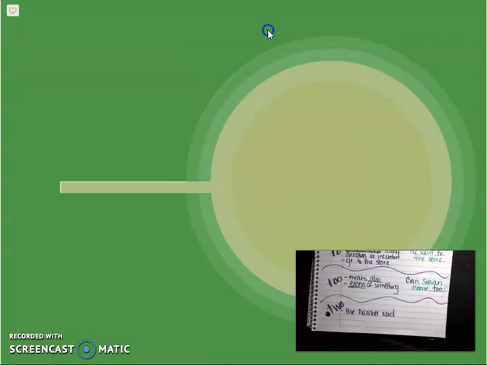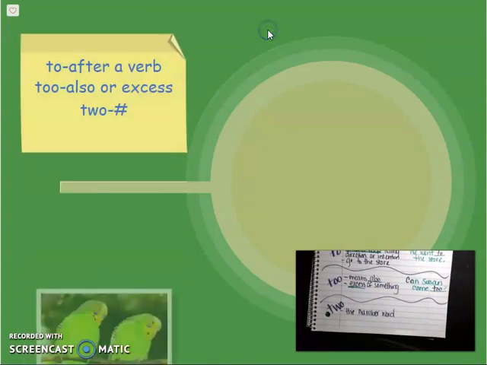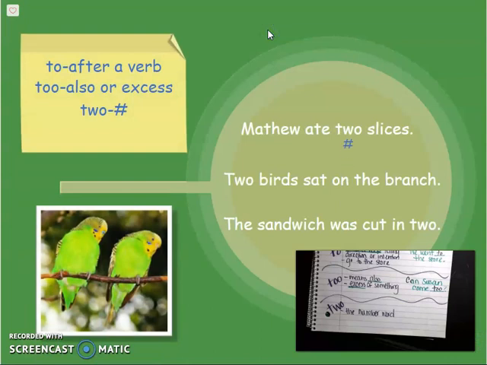Okay, and the last one, the number two, is of course the number word. So, Matthew ate two slices. Two birds sat on a branch. The sandwich was cut in two. So you can go ahead and write Matthew ate two slices there. And these are just using it as a number.